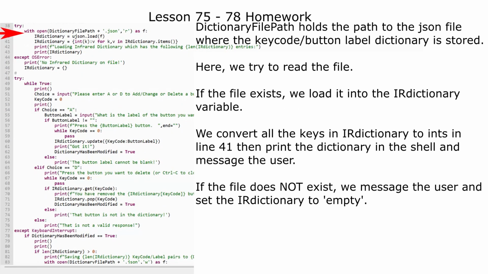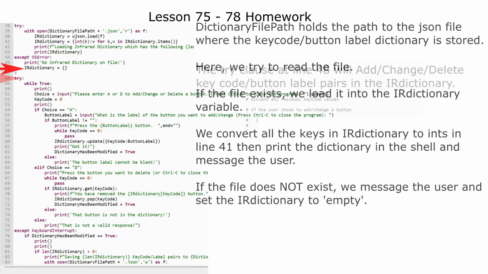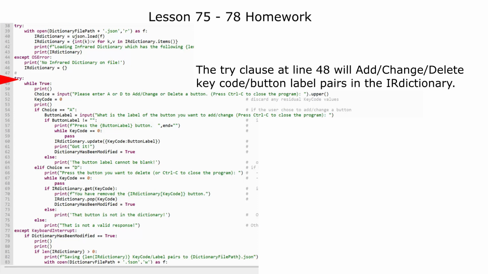Dictionary file path holds the path to the JSON file where the key code button label dictionary is stored. Here we try to read the file. If the file exists, we load it into the IR dictionary variable. We convert all the keys in IR dictionary from strings to ints in line 41, then print the dictionary in the shell and message the user. If the file does not exist, we message the user and set the IR dictionary variable to empty. The try clause at line 48 will add, change, or delete key code button label pairs in the IR dictionary.